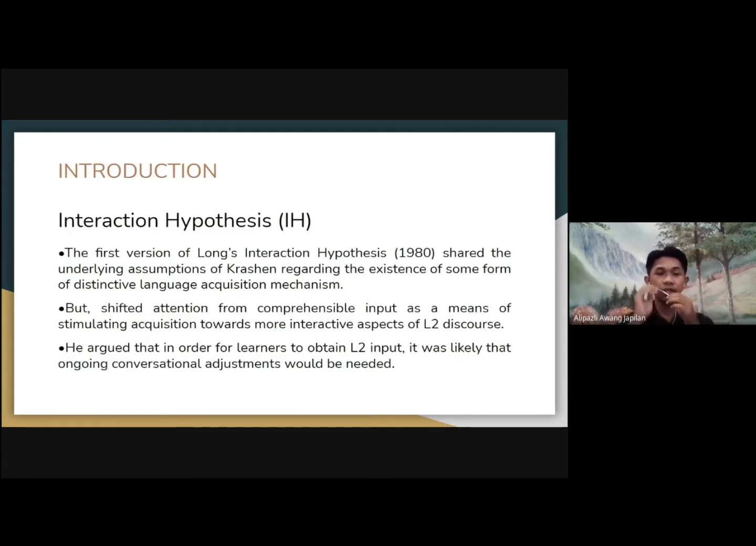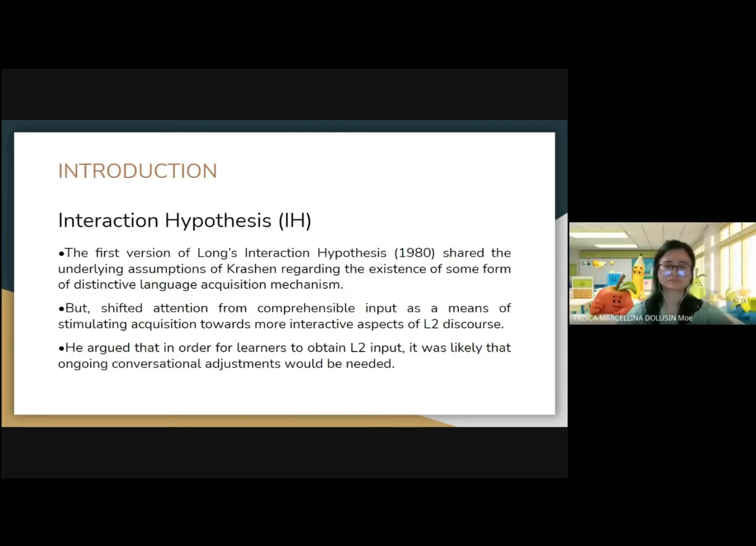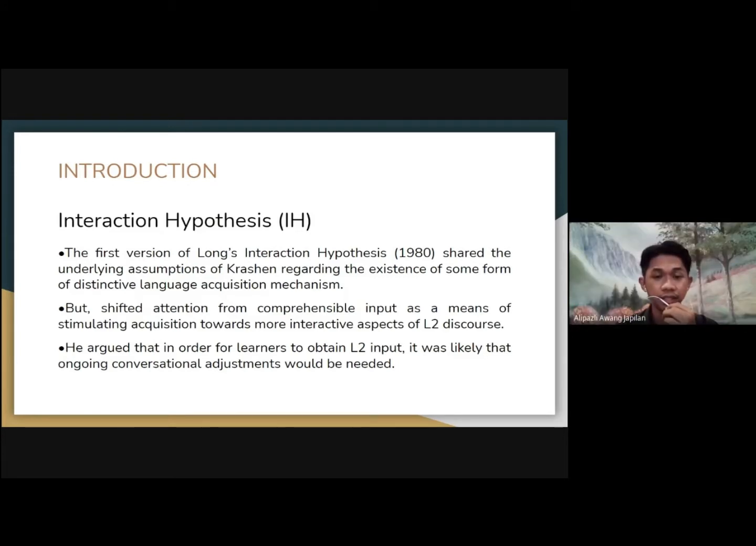First of all, I will talk about the interaction hypothesis, where first we'll discuss the first version of Long's interaction hypothesis in 1980, which shared the underlying assumptions of Krashen regarding the existence of some form of distinctive language acquisition mechanism, but shifted attention from comprehensible input as a means of stimulating acquisition towards more interactive aspects of second language discourse. And then he argued that in order for learners to obtain second language input, it was likely that ongoing conversational adjustment would be needed.